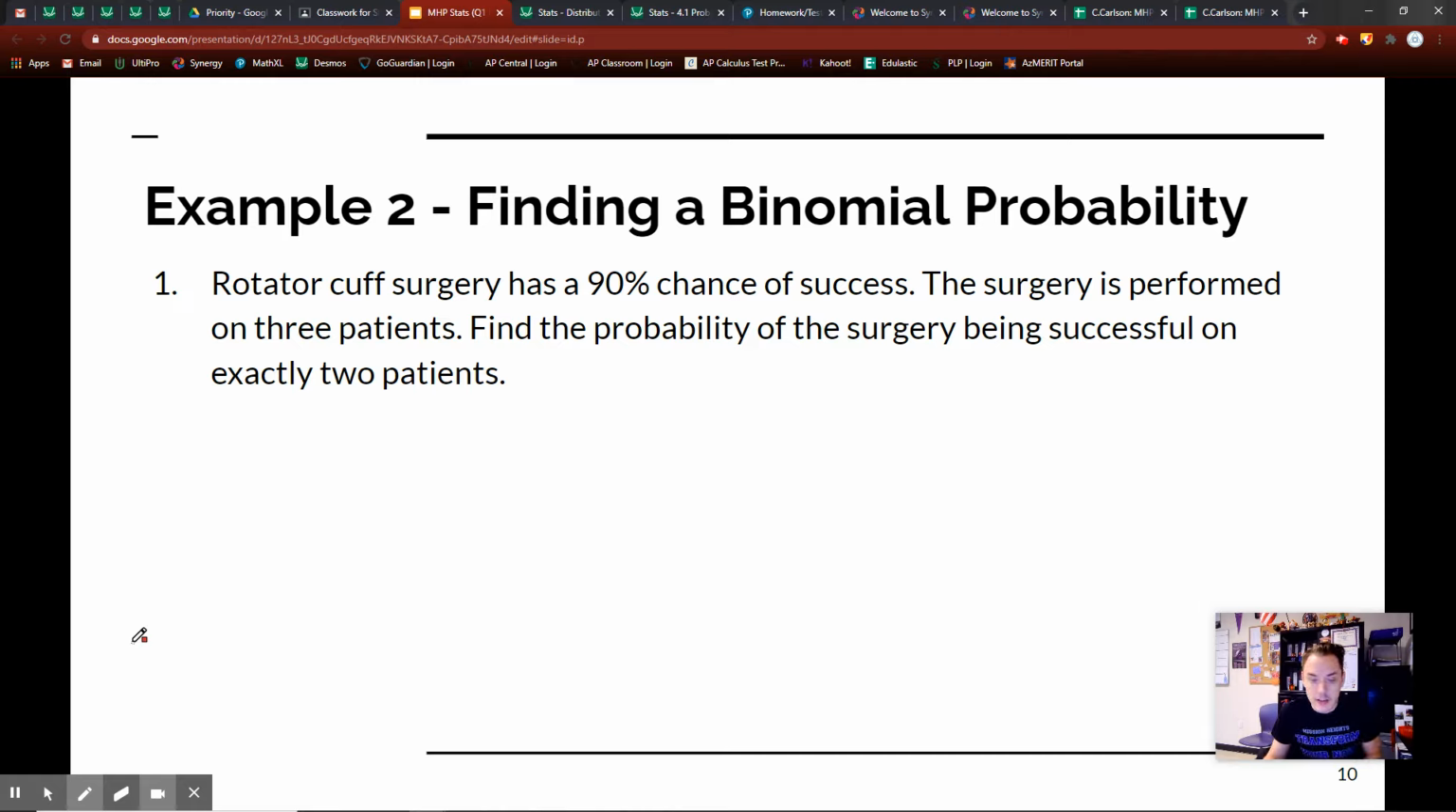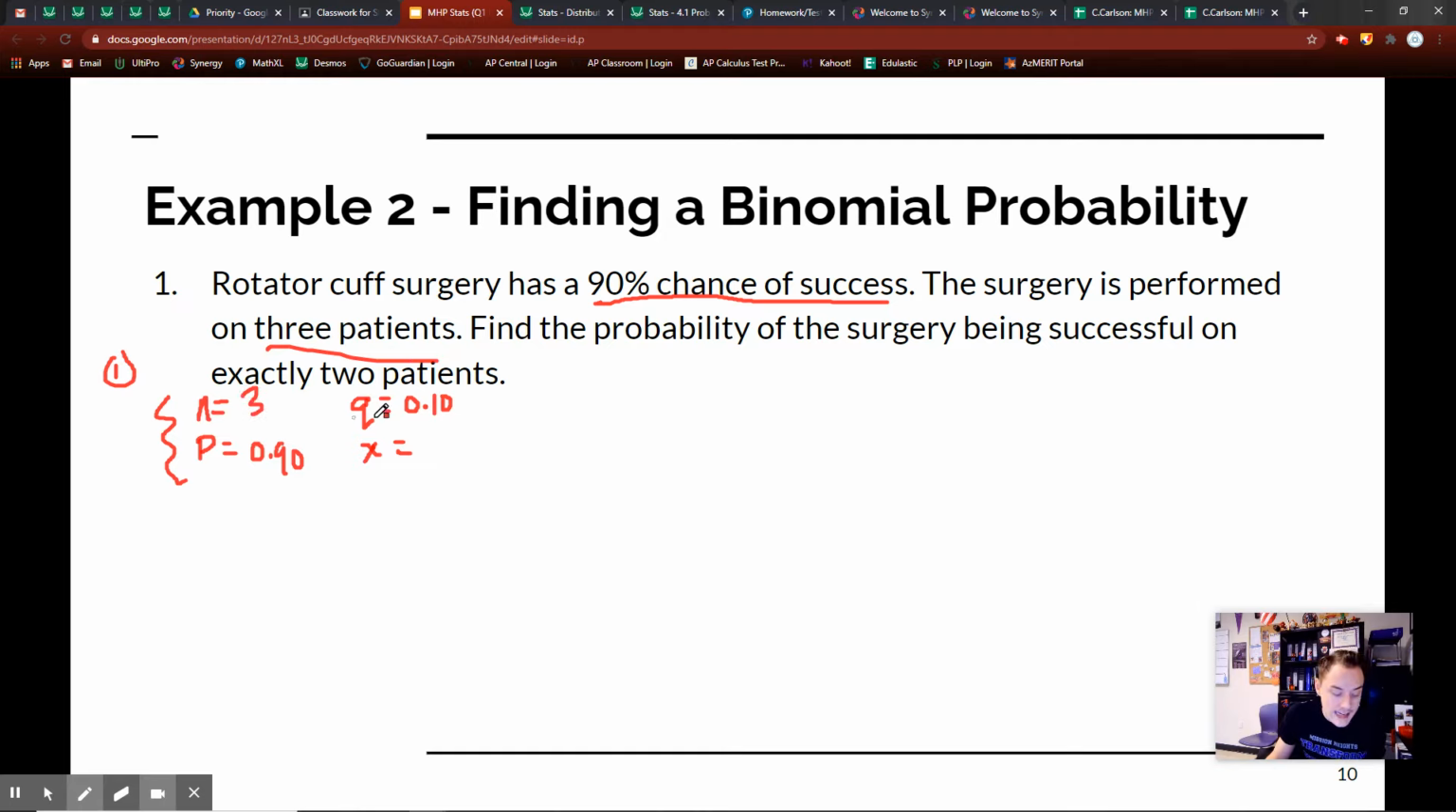Now, let's go to the first step. Let's list out our variables. What is N? What is P? What is Q? And then what is my X here? Rotator cuff surgery has a 90% chance of success. Well, that's my P, so I'm going to put 0.9, and then 0.1 is my Q, my complement of failure. Performed on 3 patients, so N is a total of 3 patients.